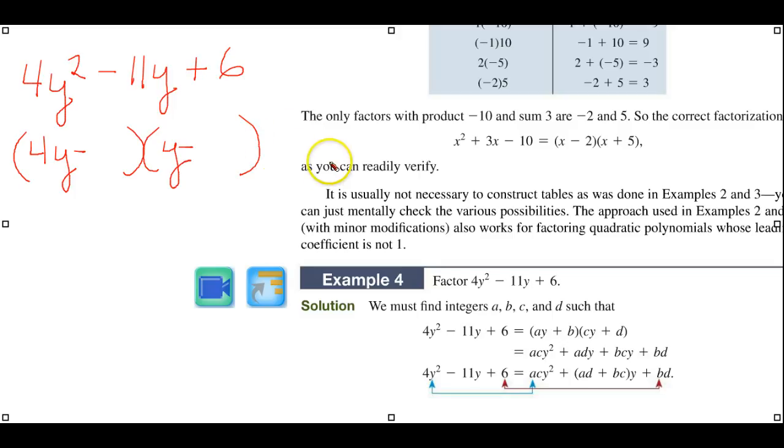So I had worked this out on the side, and I realized if this is a 3 and this is a 2, then when I do my outers, I get a negative 8y. My inners, a negative 3y. And then it adds up to a negative 11y. And this one now checks out. But again, I had copied it incorrectly, and that was a challenge.